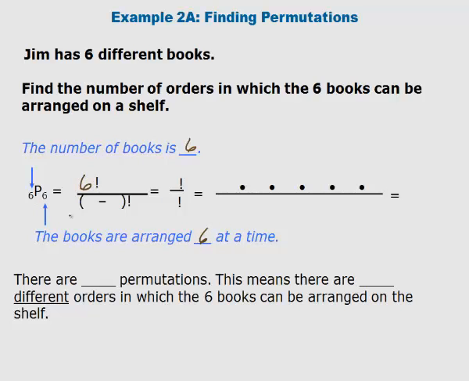So we're going to have 6 factorial over 6 minus 6 factorial. So we have 6 factorial over 0 factorial. Now remember, 0 factorial is just 1. So we have 6 times 5 times 4 times 3 times 2 times 1 over 1. So that's going to be 720 over 1. So there's 720 permutations, or different ways we can order these books. That means there are 720 different ways we can order the 6 books on the bookshelf.